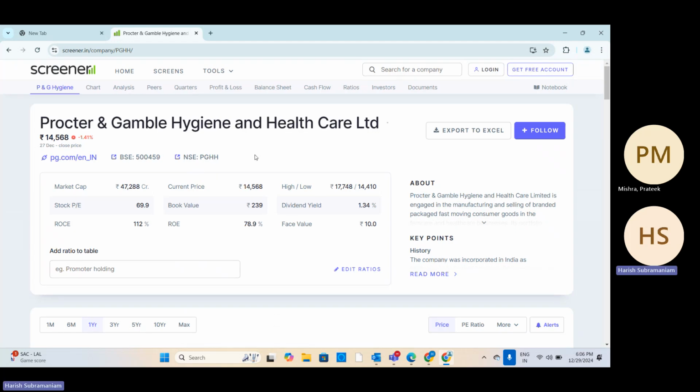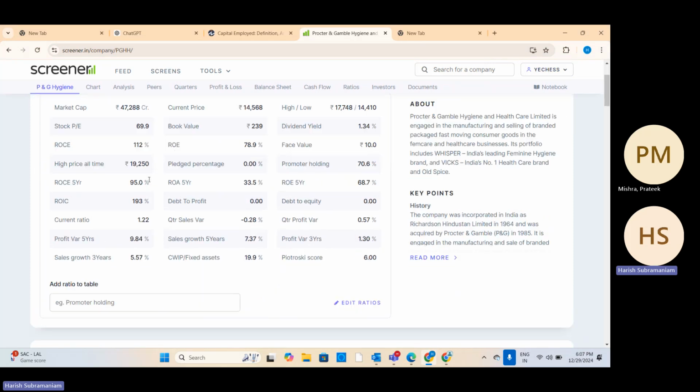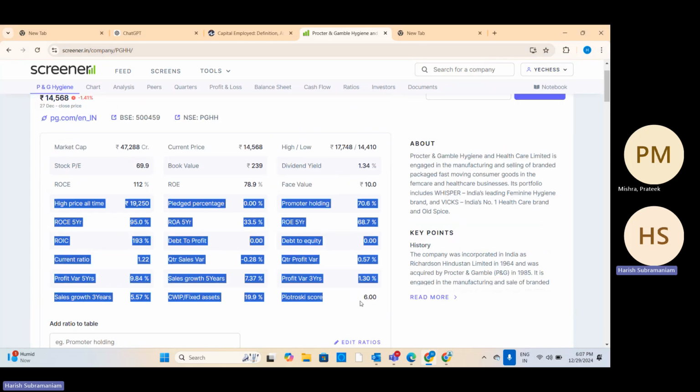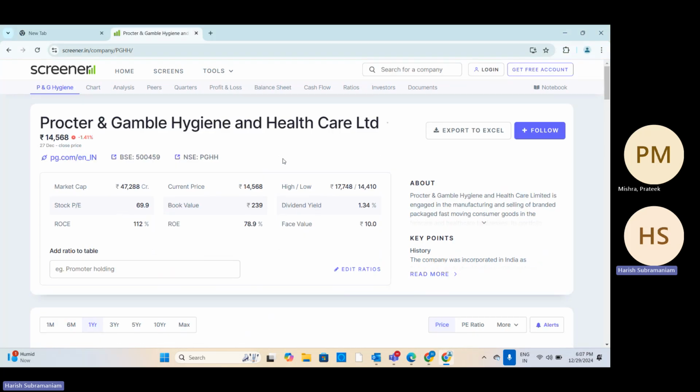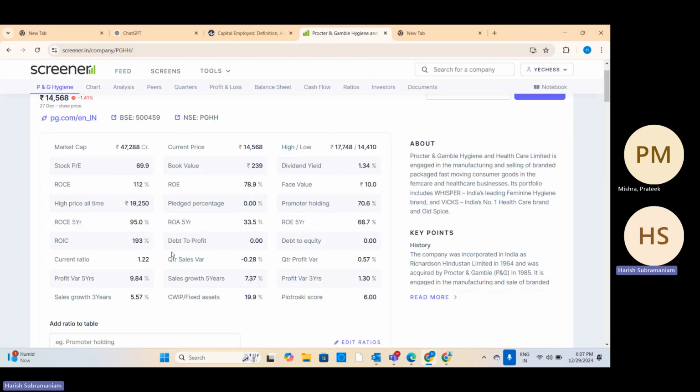So you can see here, as soon as we go into Screener, we get something like this: market cap, current price, high, low, dividend yield, book value, ROE, ROC, etc. But when I logged in, this is my login ID, you can see there are a lot of other numbers over here that are not actually present over here. So what are these other numbers? Why am I using them? What is the benefit of these other numbers?